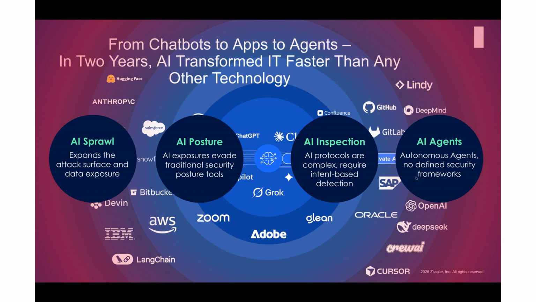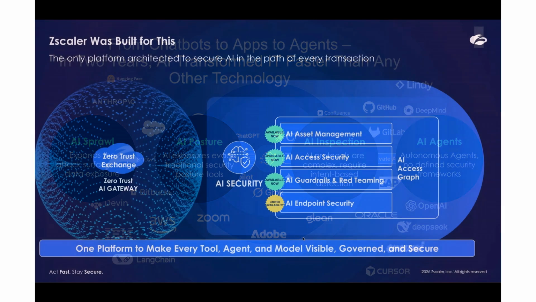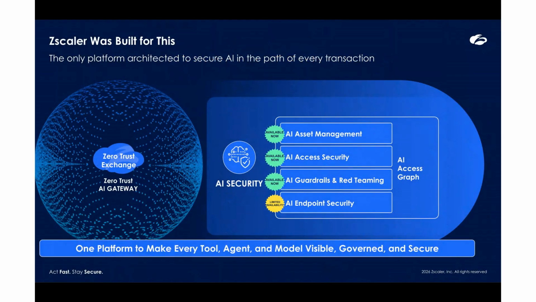And in the world of AI agents, a lot of concerns around how this is growing to autonomous agents that can spin up sub-agents. And it's moving so fast that there's not clearly defined security frameworks for a lot of these. And of course, getting visibility and control is really, really important to customers. So Zscaler was really built for this.